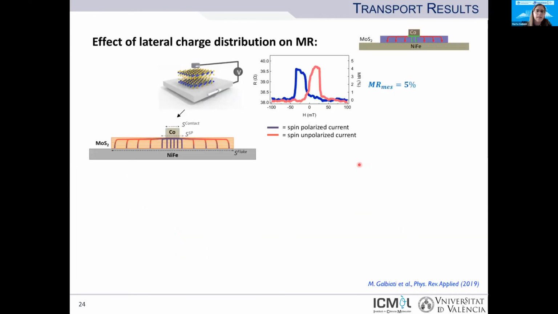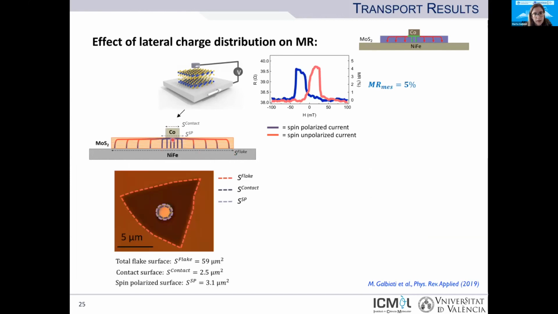And this actually is exactly the same that we have in our device, because we have our small top cobalt electrode, and then the flake is much bigger. And the problem is that when we inject the current from the cobalt, we don't have just vertical transport here, but the current is delocalized over the whole flake. And as you can see here from the optical image, the surface of the flake is much bigger than the surface of the contact. So we can roughly estimate that the measured magnetic resistance, the 5%, is just a fraction of the real magnetic resistance that we could measure in this device if we didn't have this depolarization problem.